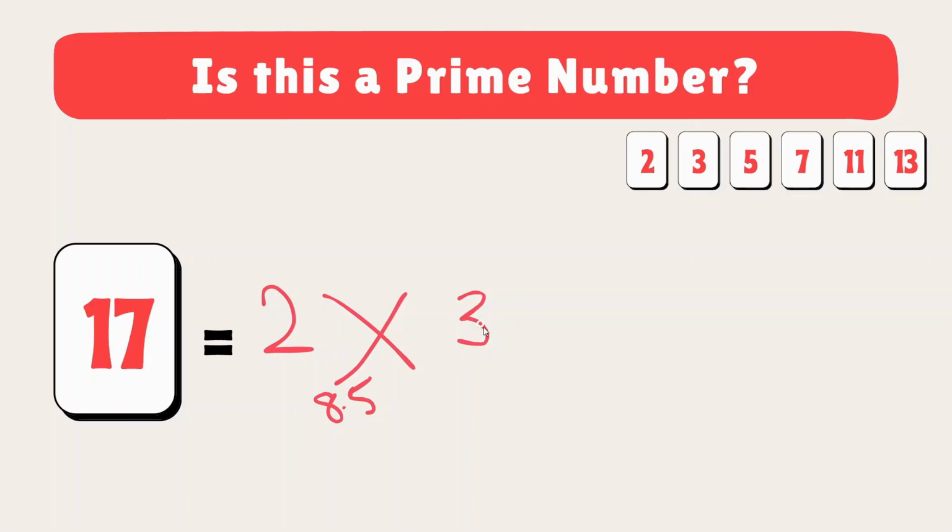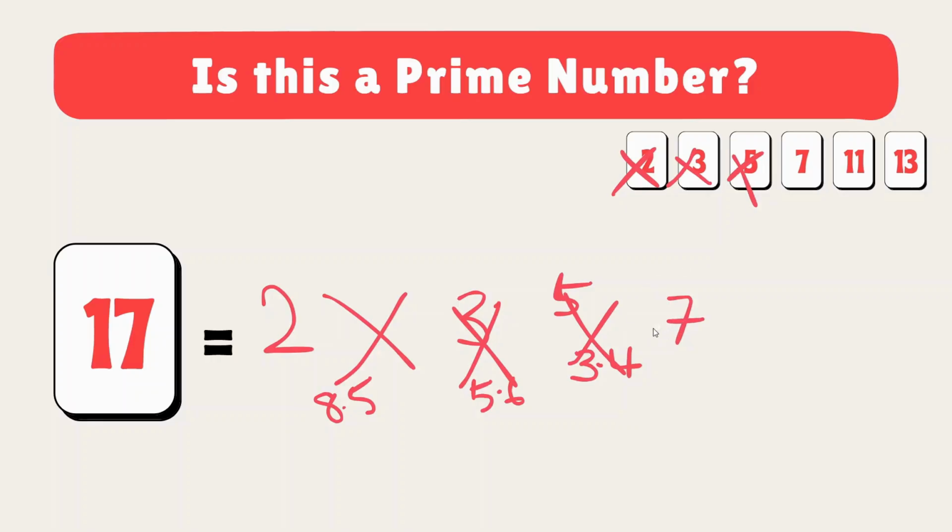Let's try 3. 17 divided by 3. What do you get? 5.66 all the way. So cannot. This one cannot. Let's try 5. 17 divided by 5. You get 3.4. Also cannot. How about 7? 17 divided by 7. Well, looks promising, but nope. 2.4 something something. Cannot.